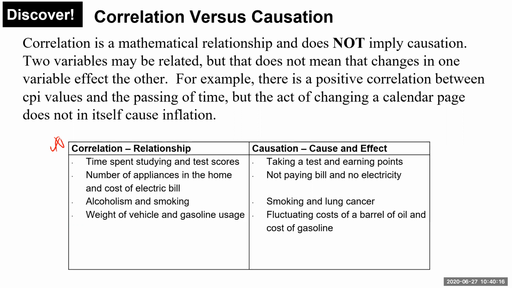So there is a correlation between how many appliances are in your home and the bills you pay. Is that okay? Now, let's look at causation and effect. Taking a test and earning points. The fact that you take a test does not mean that you earn the points if you don't do the right thing, right? Not paying the bill and no electricity, okay?